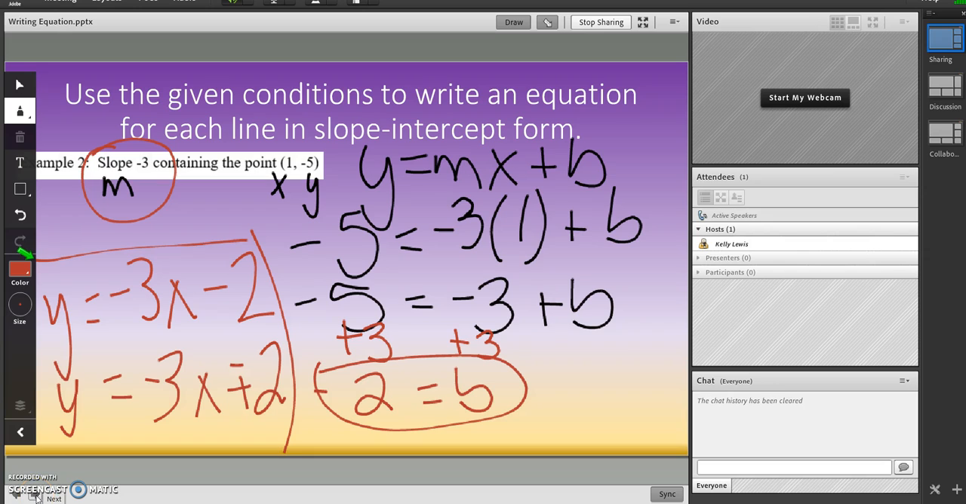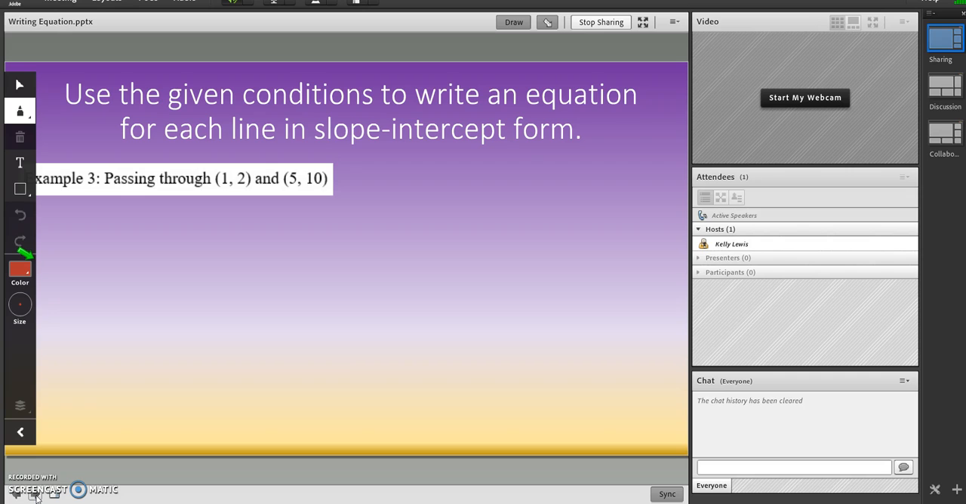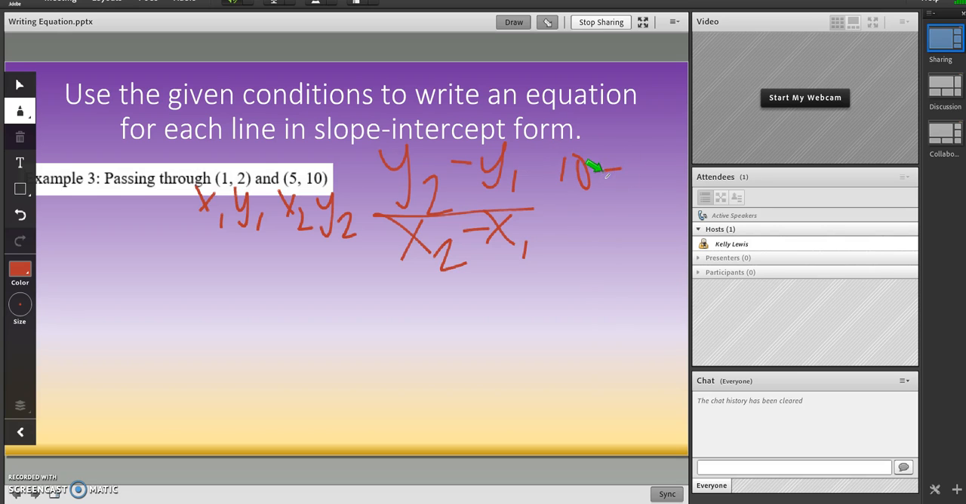Let's do another one, because sometimes we don't have slope. We have to figure out slope. So when we don't have slope, we have 2 points. We know how to find slope. This is the first set, and then our formula is y2 minus y1 over x2 minus x1. I don't expect you to memorize that. So I'm just going to substitute those numbers. y2 is 10, minus y1 is 2, over x2 is 5, minus x1 is 1.